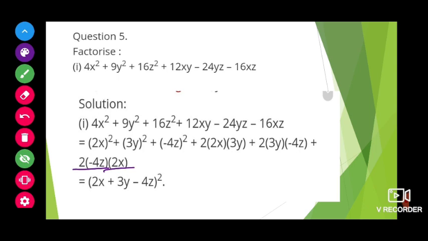Now we can apply the formula x plus y plus z whole square. So x is 2x, plus y is 3y, minus 4z, whole square. That's it.